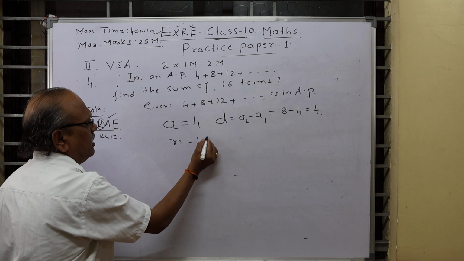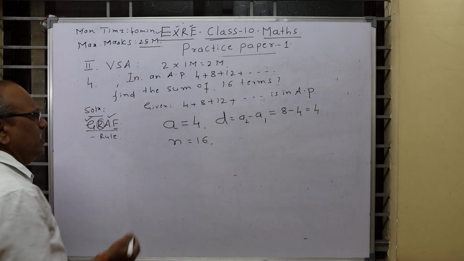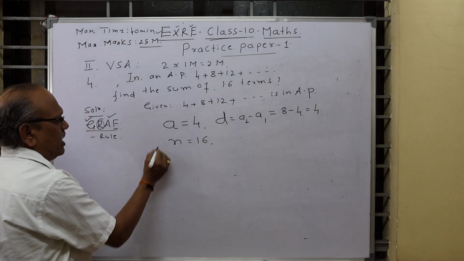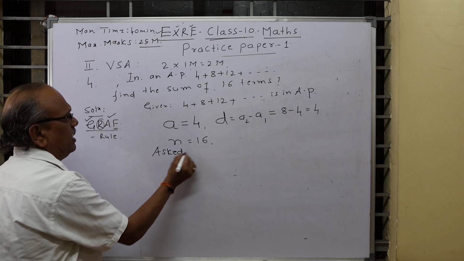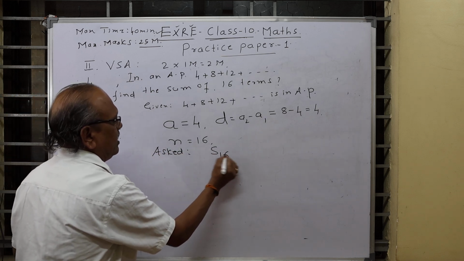And what you are asked to find, sum of 16 terms, means what? n is equal to what? 16 is given. This is what is given. What you are asked to find out? You are asked to find out S16.